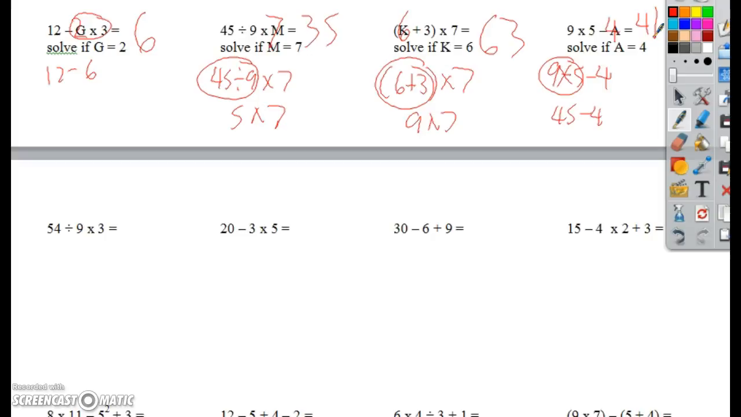Down here we just have order of operations. I've got dividing and multiplying. I divide first because they're equal power. 54 divided by 9 is 6 times 3, 18. 20 minus 3 times 5. Multiplying comes first. 20 minus 15 is 5.